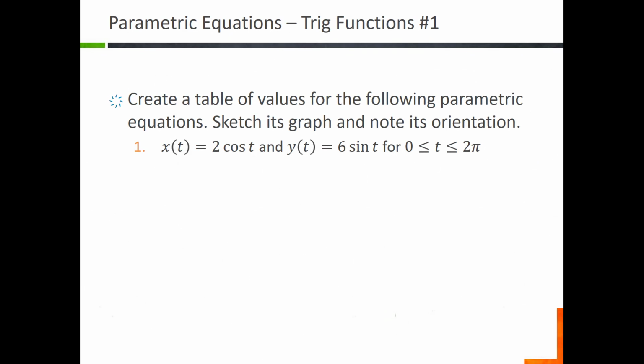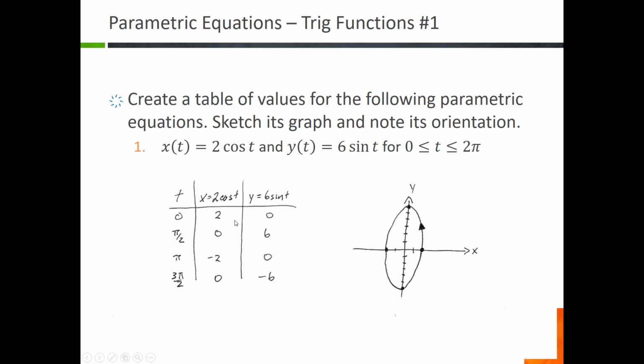All right, so let's do the same thing we did before. We're just going to create a table of values and then we'll sketch its graph and show its orientation on the graph. It's just this time we have trig functions. So x equals 2 cosine of t and y equals 6 sine of t. And since these are trig functions, we're going to go from 0 to 2 pi. We can do more points, but I'm just doing it by 90 degrees. So 0, pi over 2, pi, and 3 pi over 2.